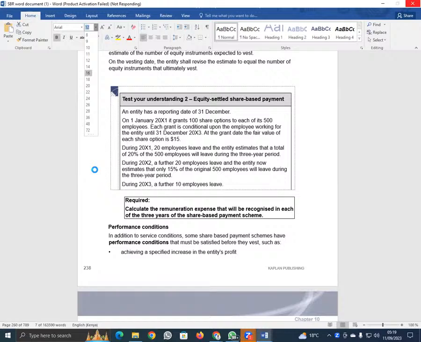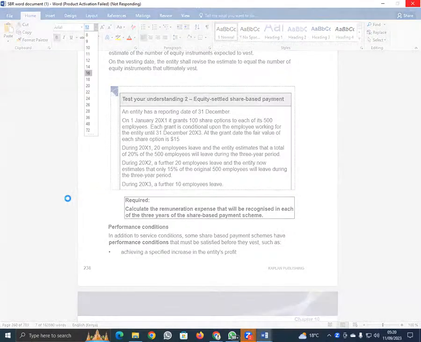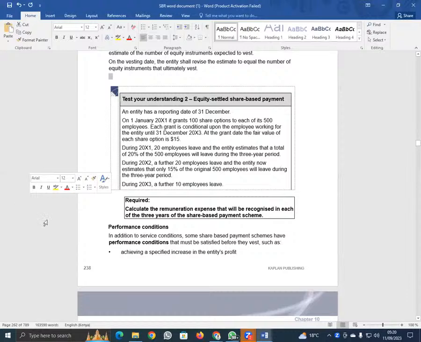Ladies and gentlemen, the first thing that you need to recognize is, what promise have we given these people? We haven't told these people that when the share price increases, we're going to give you cash. We have told these people that we shall give them 100 share options. We are going to give them equity instruments. It grants 100 share options to each of its 500 employees. So this is an equity settled share-based payment.